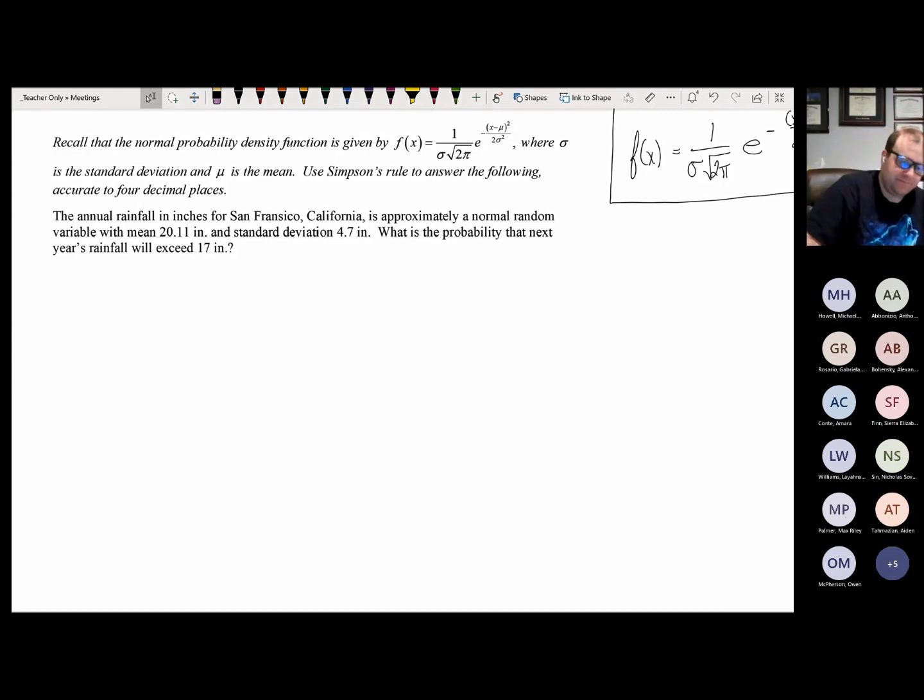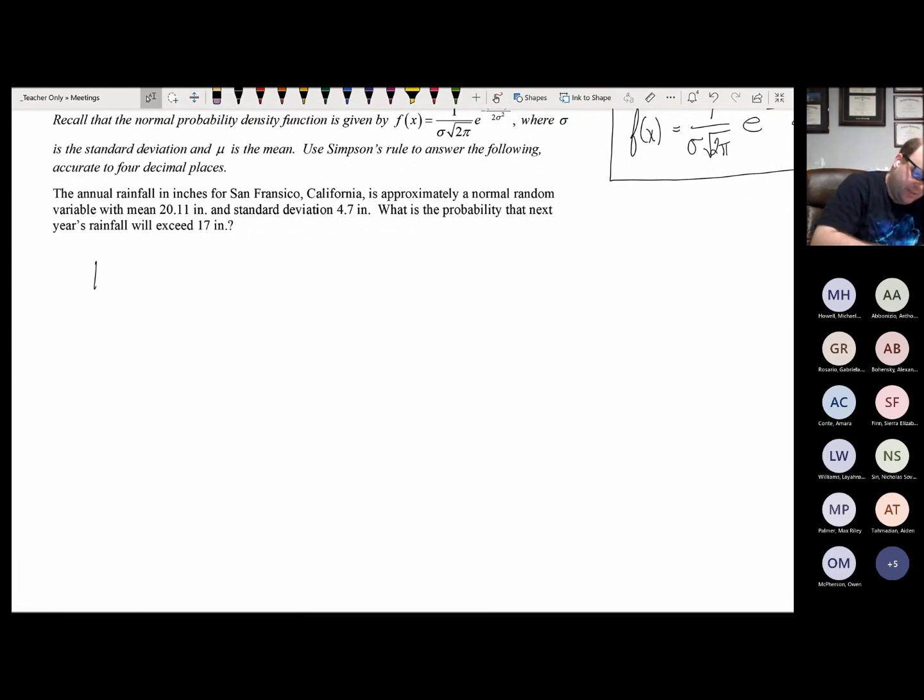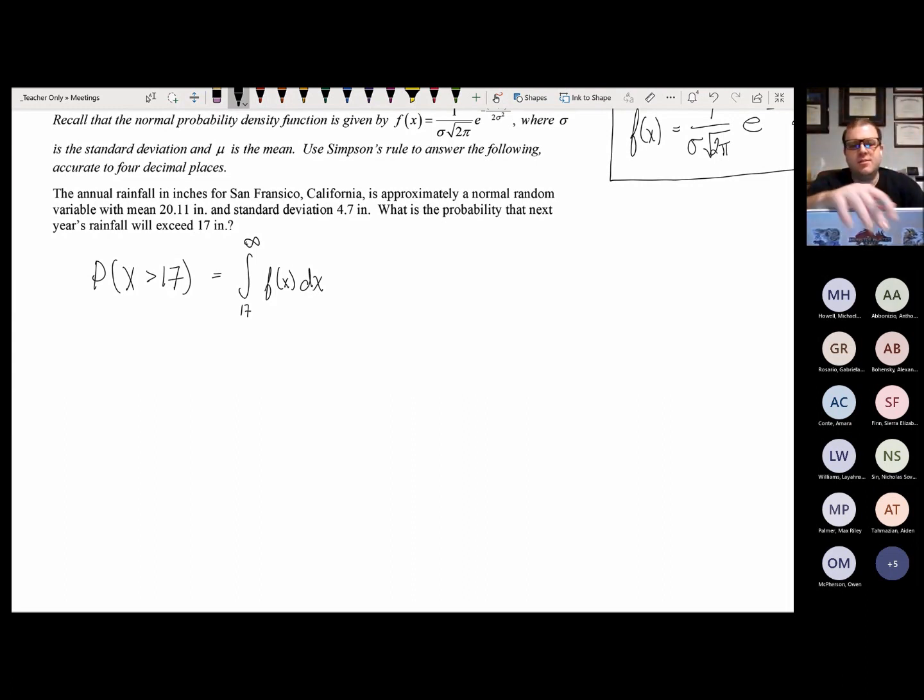Now, this is what we're looking for. Right, so it'd be set up this way. Simpson's rule cannot be used on improper integrals, so we're going to have to do a little bit of analysis on this.